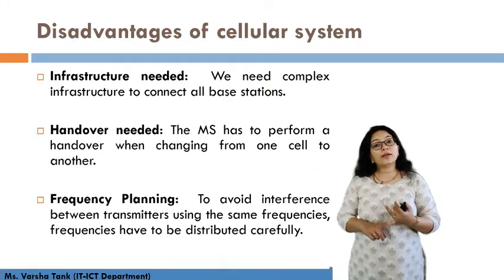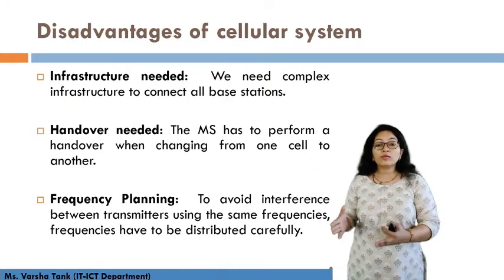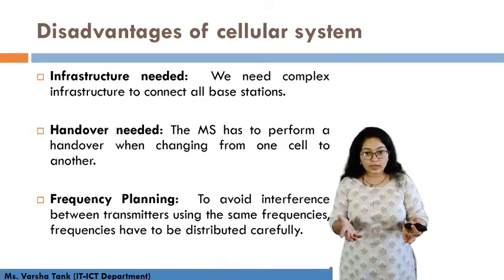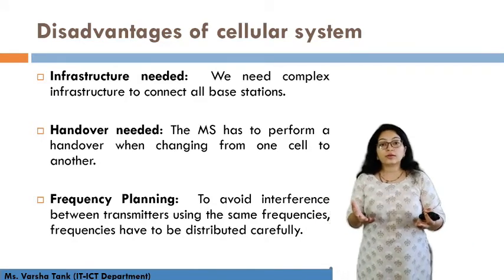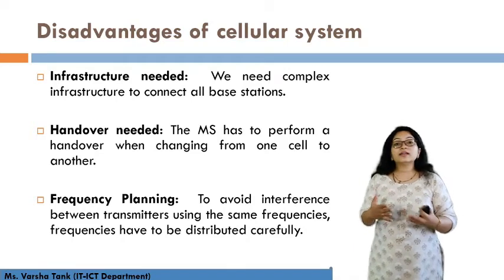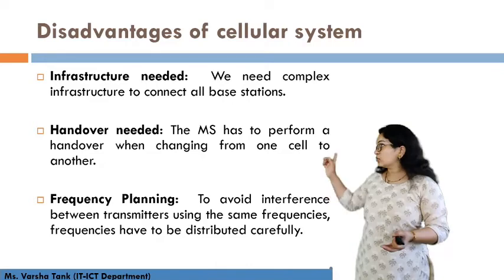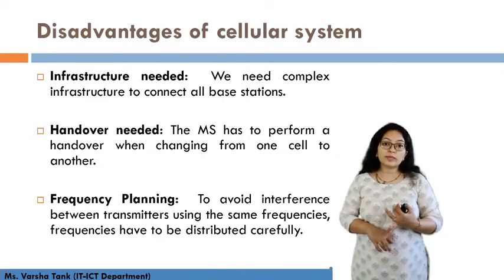And second is handover needed. That means if you are moving from one cell to another cell, an automatic channel change should occur, so you don't have to suffer signal disturbance. Okay, noise should not be there. So that is handover needed, and that we have to maintain.